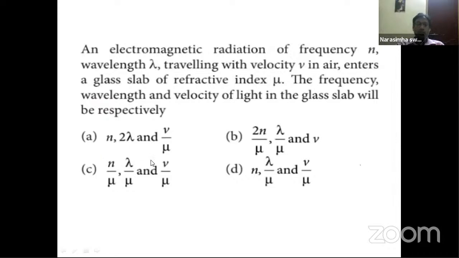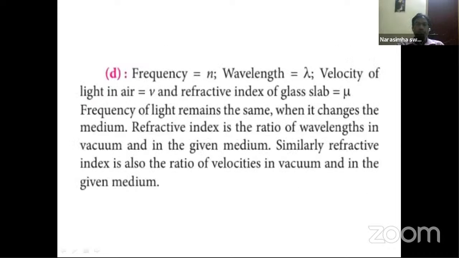So this option is also wrong. And what would be the chances here? B option here, the frequencies remain constant. And look at this, for both velocity and wavelength, both are divided by the refractive index. Yes, so these two are functions of what? Refractive indices. So B option may be correct.